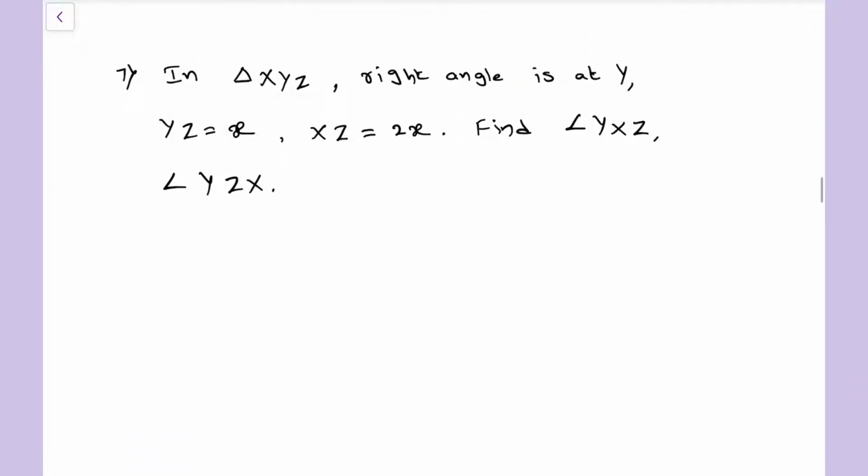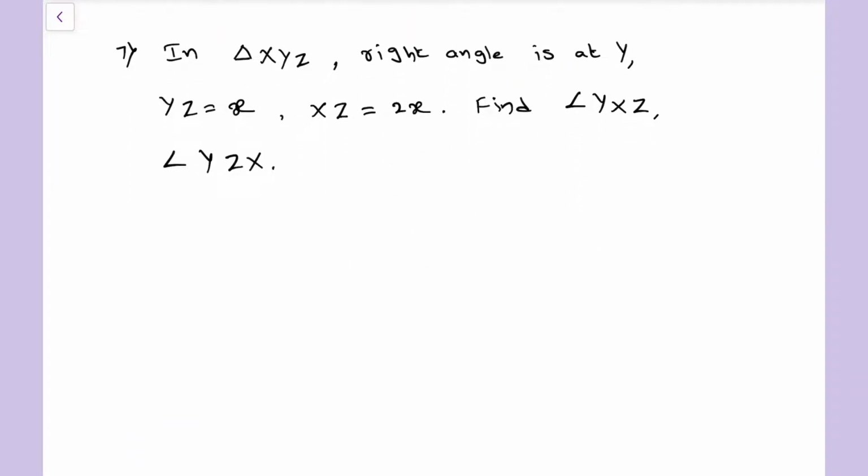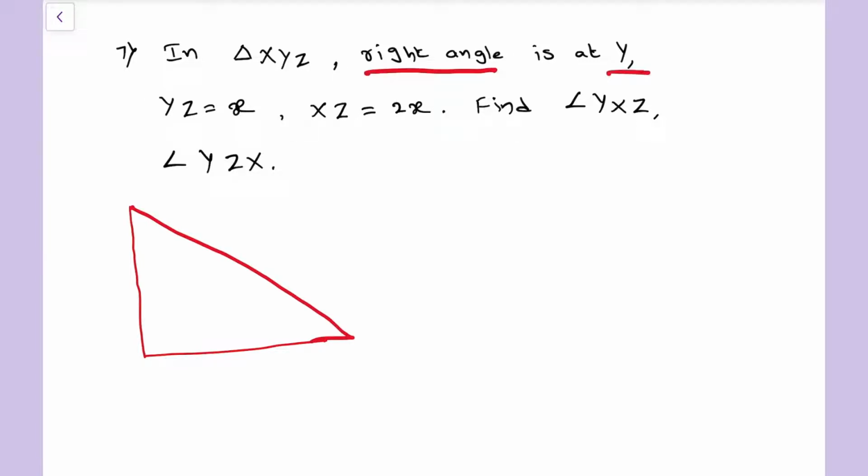Next, in triangle XYZ, the right angle is at Y. The figure is not given, so let us draw the right angle triangle. He clearly mentioned in the question that the right angle is at angle Y. So this is Y. Then he is naming the triangle XYZ, right? So I am keeping X here and Y, Z here. If you replace X with Z and Z with X also, there is no problem at all.